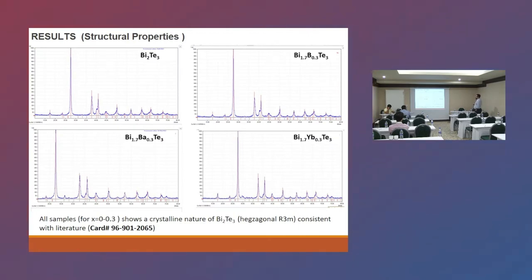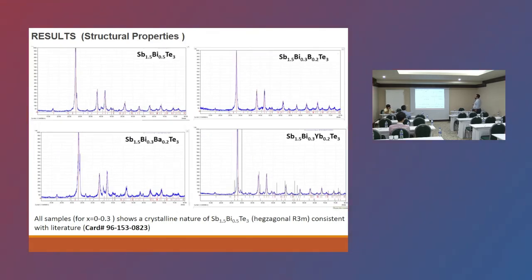So let's talk about the powder diffraction of these materials. As you see here, there are the reference materials, and then boron, barium, and ytterbium doped samples. As we compare the crystal structures up to 0.3 doping, we didn't see any big difference in the phases of the materials, which indicates that this is still a single phase of bismuth telluride. Similarly, for the p-type materials, when we dope with 0.2 barium and ytterbium, it still shows the same crystal structure, but the intensity changes a little. This is because of the extension of the unit cell.